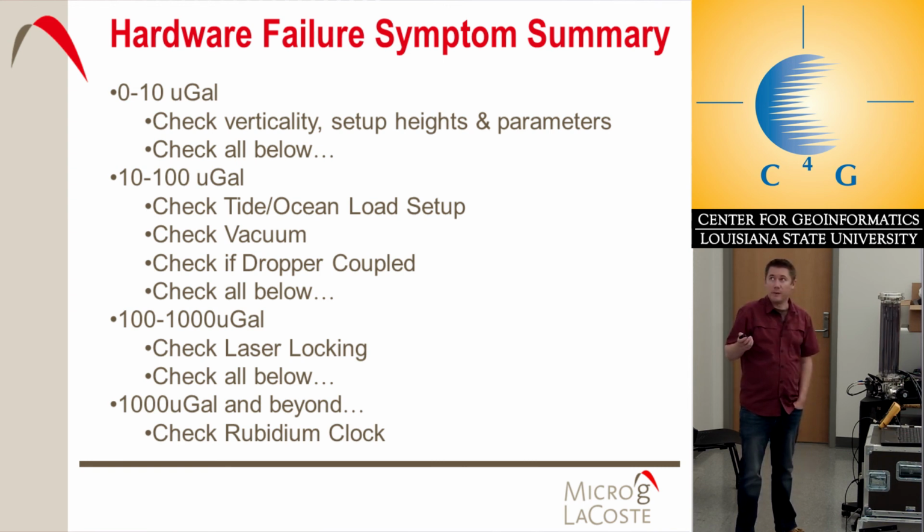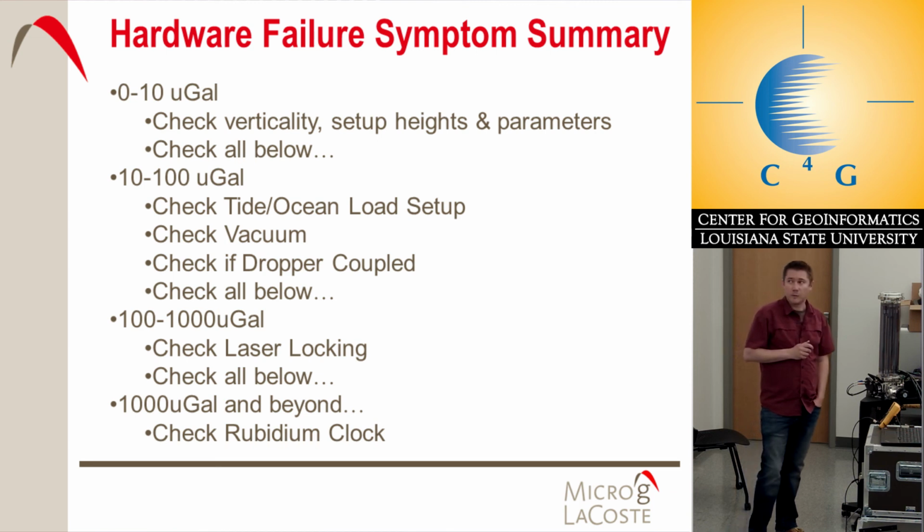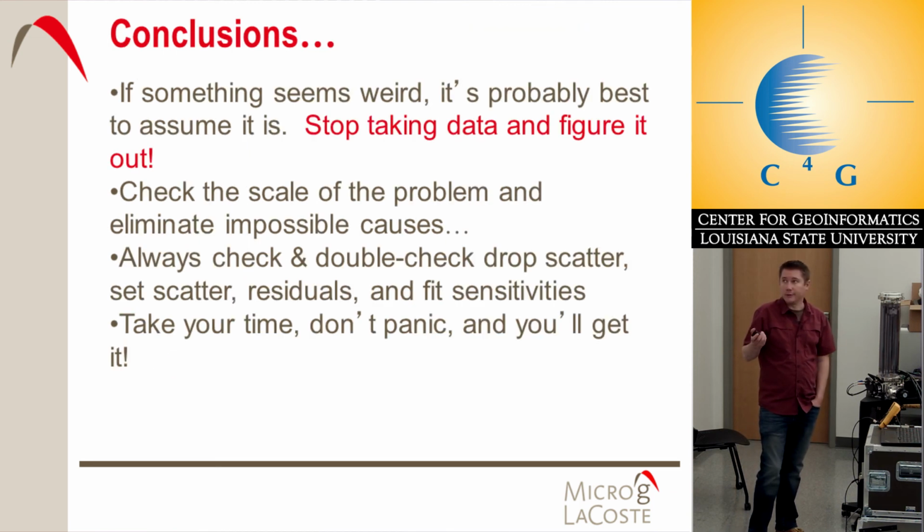If you're 100 to 1,000, then it's probably a laser locking issue, but it could also be a rubidium clock. So this is a good check, especially if you know the value. The problem is if your value is fluctuating in the 10 microgal range, there's a chance it could be any one of these things as well. So it's a good list to keep going back to.